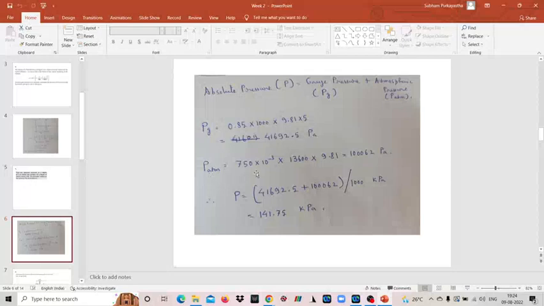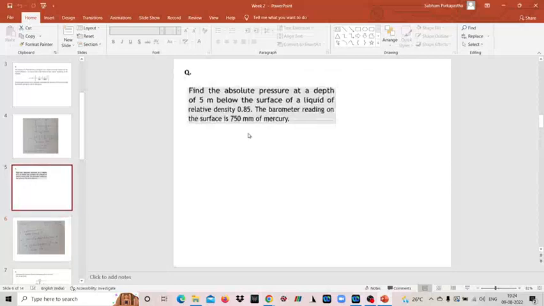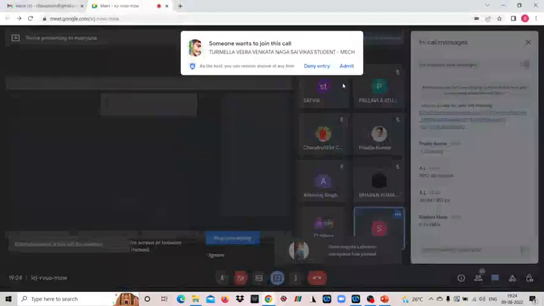Now atmospheric pressure is given to you. What was given in the question? 750 millimeter of mercury.